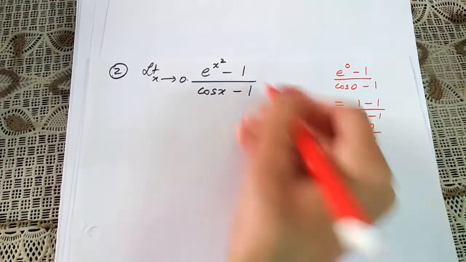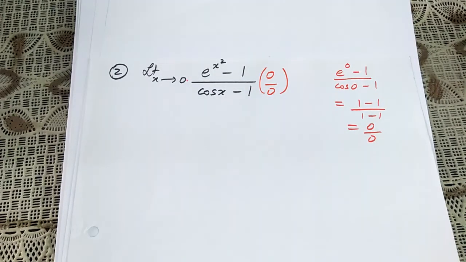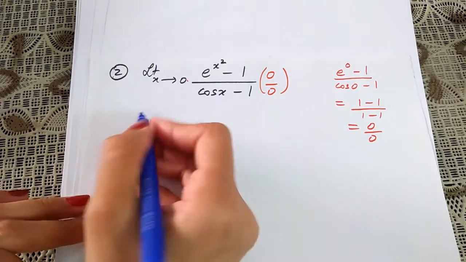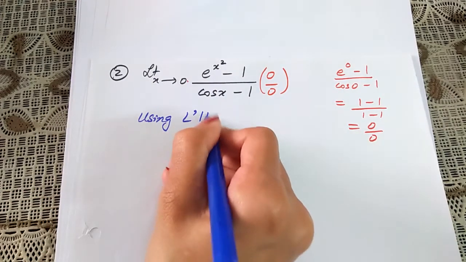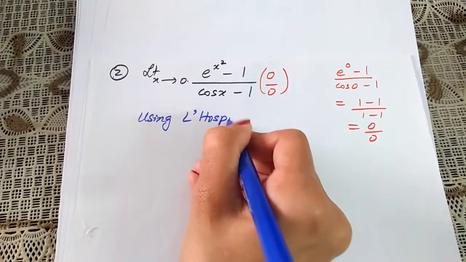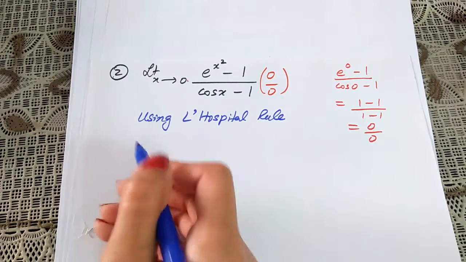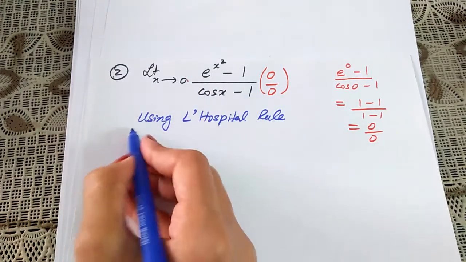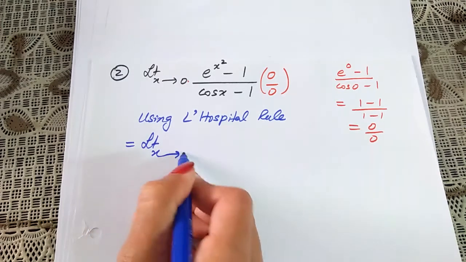So we again got 0 by 0. So this is basically 0 by 0 form. So use the L'Hopital rule here. Using L'Hopital rule, differentiate the numerator separately and differentiate the denominator separately. Keep limit as it is.